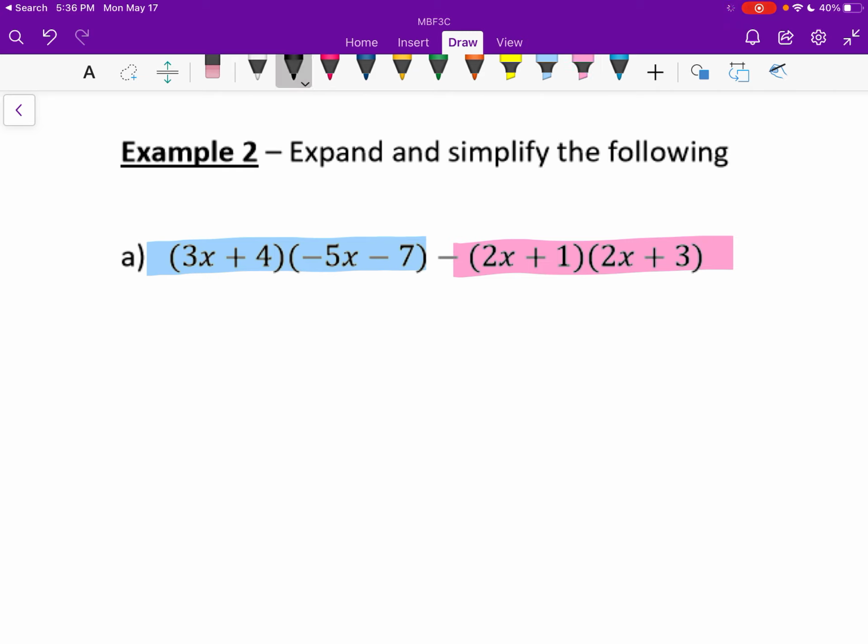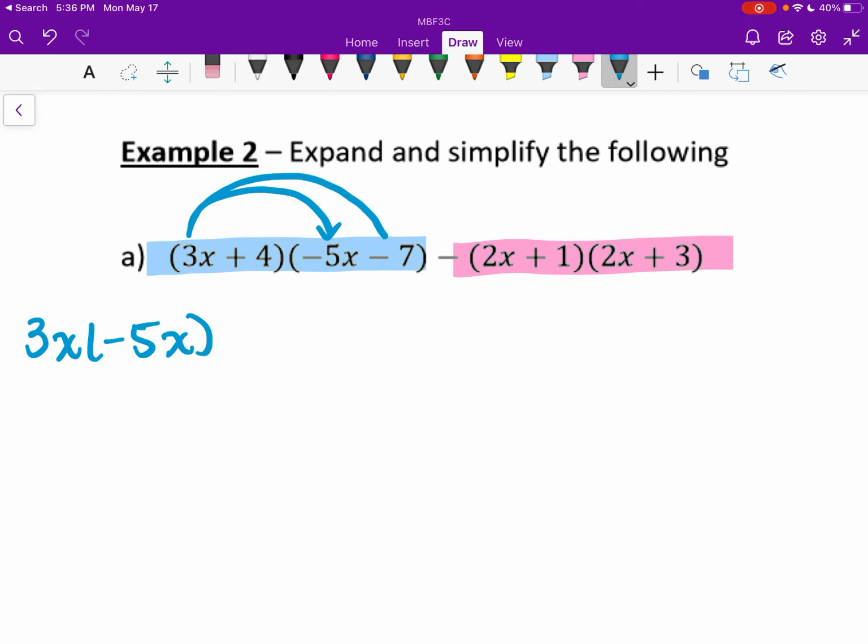So let's just go off the bat, and I'm going to use my blue pen. So we're going to do 3x times negative 5x, right? Give myself a little more space. And then we're going to take the 3x and multiply it by the outer side, plus negative 7 times 3x, right?